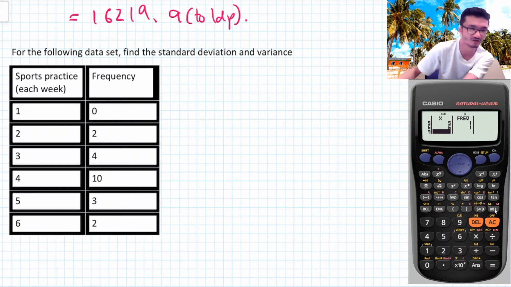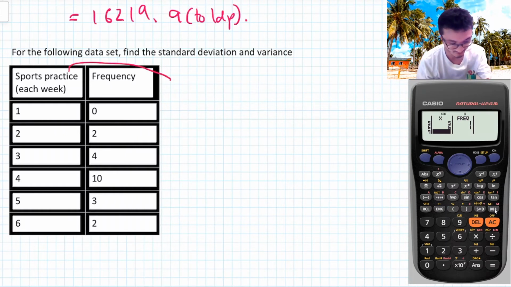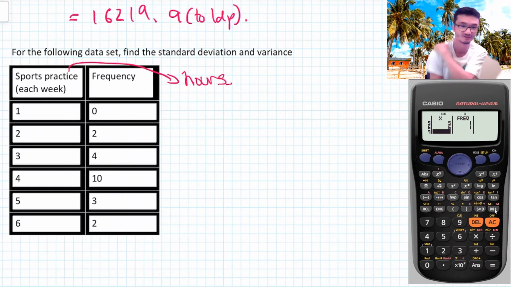So we're looking at sport practice hours each week. I guess I should say hours in the question. So how many hours do you play sport each week? And there's no one who plays 1. There's a lot of people who play 4, it looks like. So I'm going to go ahead and now change these frequencies.